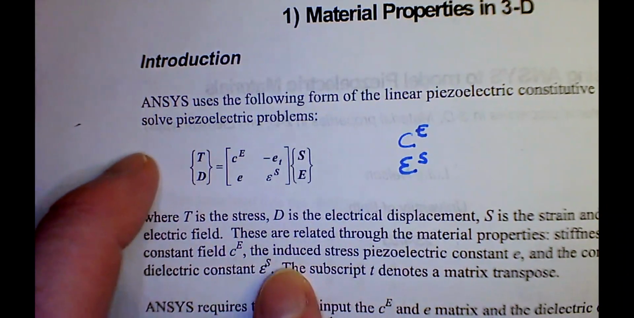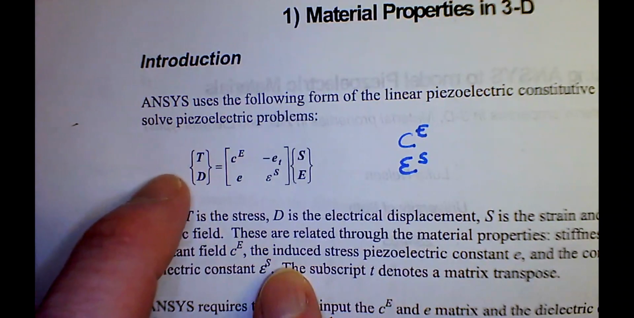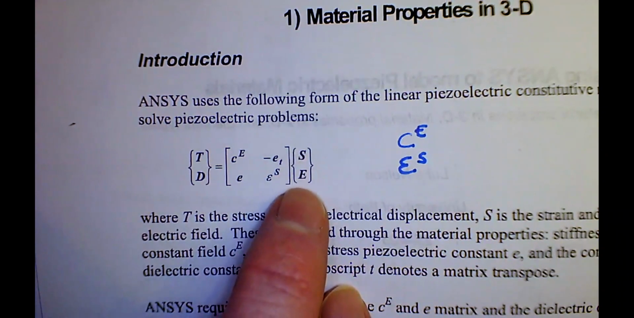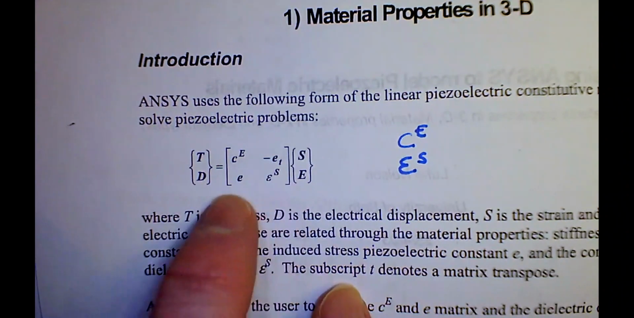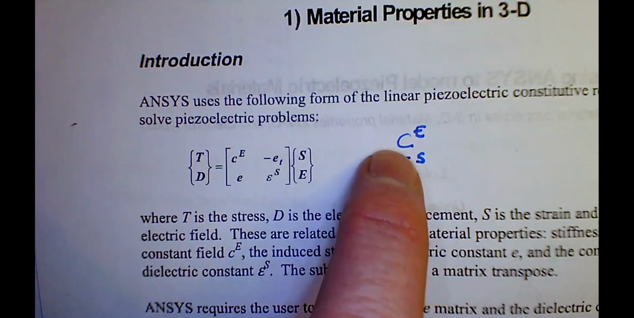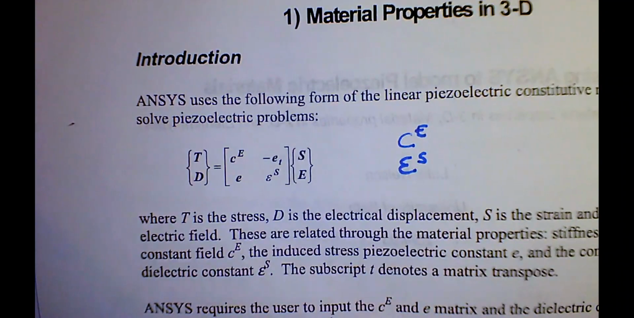So it relates the stress T with the dielectric displacement D. It's the sort of charge density, coulombs per meter cubed, that's generated with the strain S and the electric field E. And to do this in the element, it needs these materials properties: the stiffness of the material, so the stiffness matrix C, and you see the superscript E, and that means it's the stiffness at constant field, and that's the short circuit stiffness.